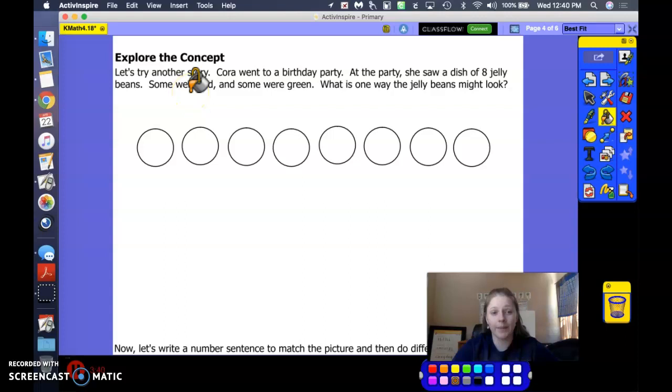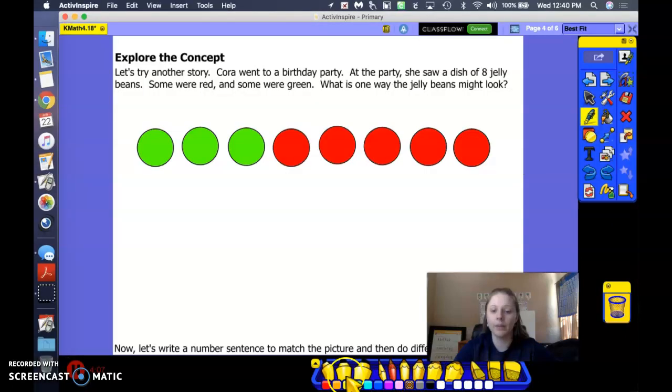Let's read this one. Cora went to a birthday party. At the party, she saw a dish of 8 jelly beans. Some were red and some were green. So being able to tell me how many green and how many red and how many we have all together, and using those words in your story. So let's have some of them green and some of them red, and see if you can come up with the story with me. How many were green?